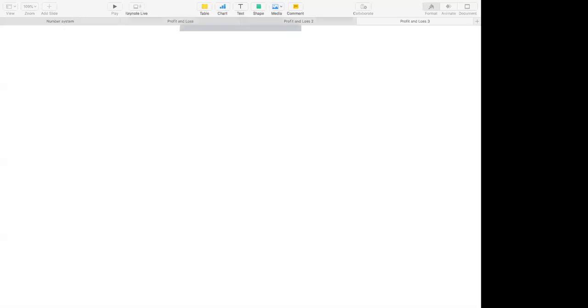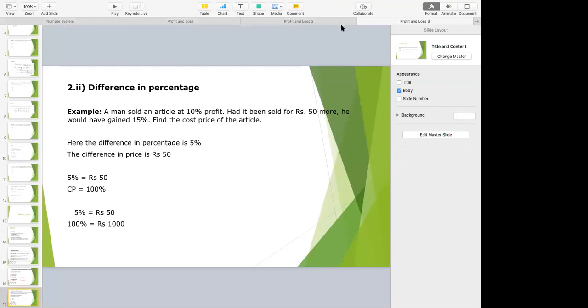Is this clear, guys? Is this concept clear? How did we use the difference in percentage?